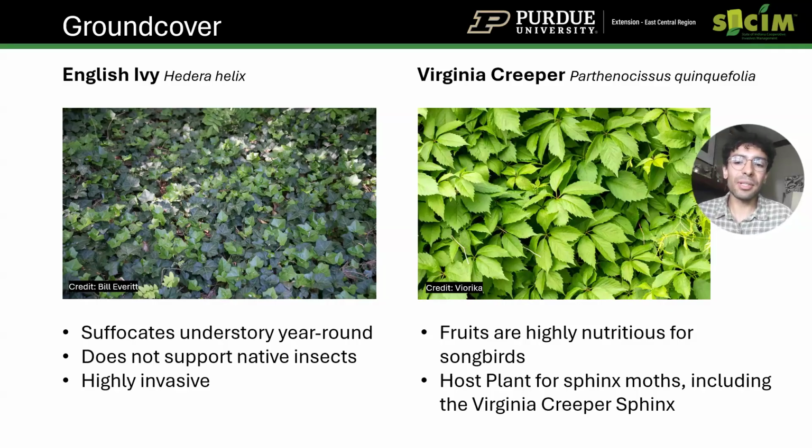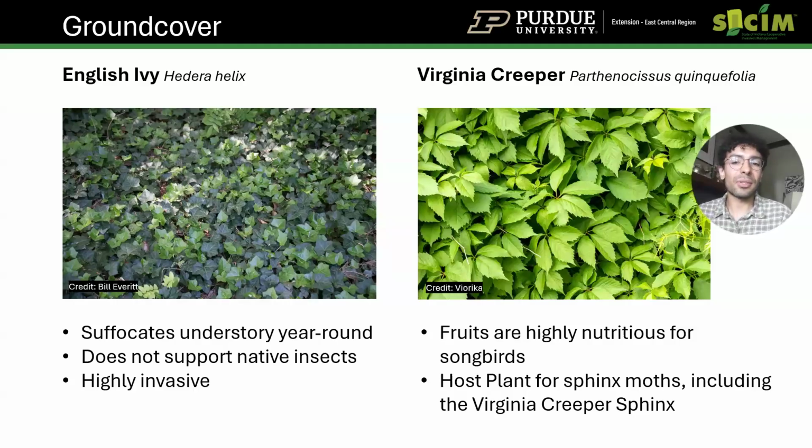So with the English ivy, it very much suffocates the understory. It just completely takes over, forms this dense mat that you really won't even have that many other, quote unquote, weeds that will grow through this. It's very much a case of an ecological dead zone where nothing is able to thrive in this. And so it's not supporting those native insects. It's not a host plant for any of our native insects. And so a great alternative is the Virginia creeper.